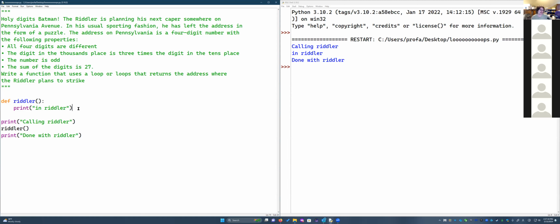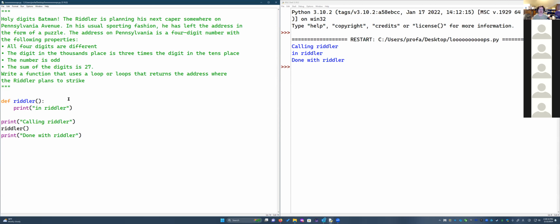Once we're done with everything in Riddler, once we're outside of that indentation, so notice that this print statement is indented into Riddler. Now that we're outside of that, we're done with it. So we called calling Riddler, done with Riddler. Okay. So this one doesn't need an argument, unlike the other ones, but we're looking for a 4-digit number that has the following properties. Okay. So first off, we're looking for a 4-digit number.